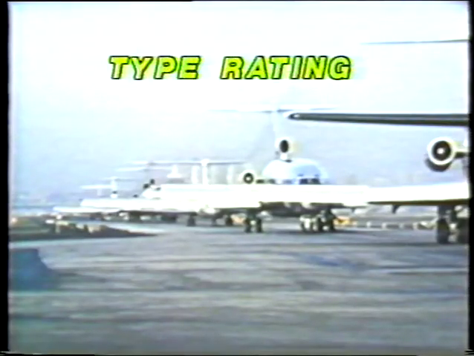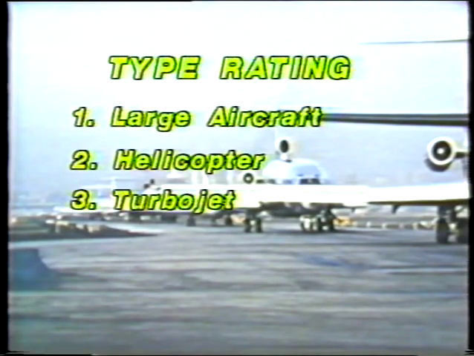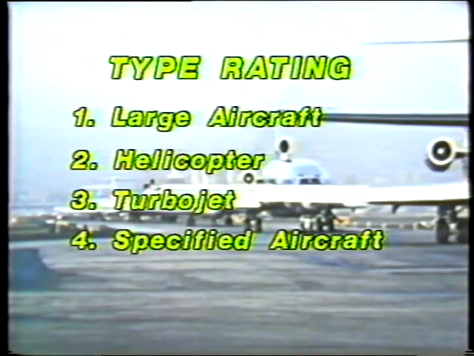Part 61.31 refers to general limitations. Under the heading of type ratings required, a person may not act as pilot in command of any of the following aircraft unless he holds a type rating for that aircraft: a large aircraft, a helicopter for operations requiring an airline transport pilot certificate, a turbojet-powered airplane, or an aircraft specified by the administrator through aircraft type certificate procedures. Some of these are 707s, DC-10s, and L-1011s.